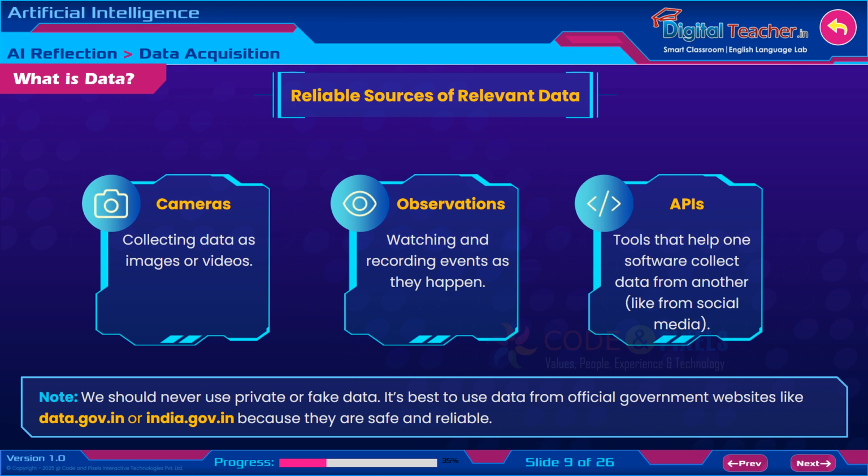Note, we should never use private or fake data. It's best to use data from official government websites like data.gov.in or india.gov.in because they are safe and reliable.